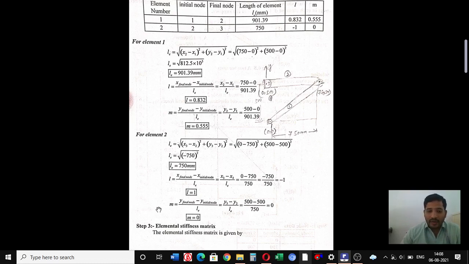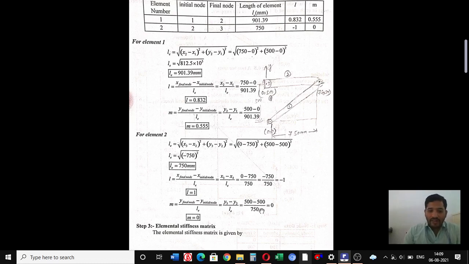Clear? After that, we need to find out the value of M. M is equal to y final minus y initial by LE. So y final is y3, minus y2, by LE. The y3 value is 500, minus the y2 value, again 500, so 500 minus 500 by the length of the element, 750. So 0 by anything should be 0.